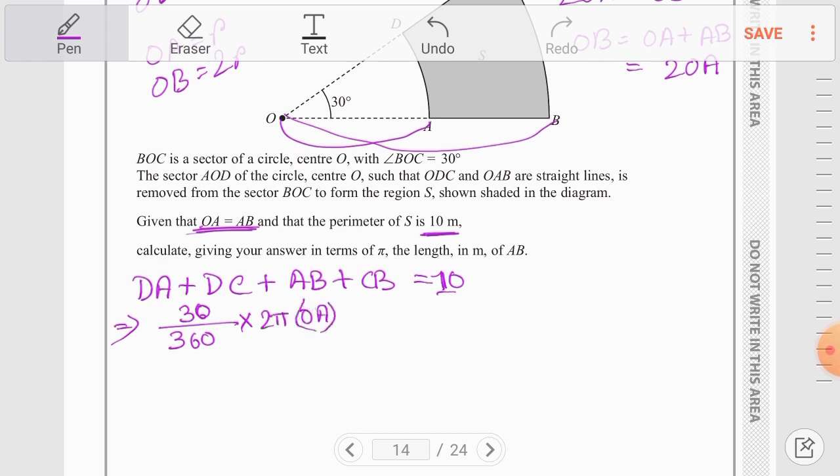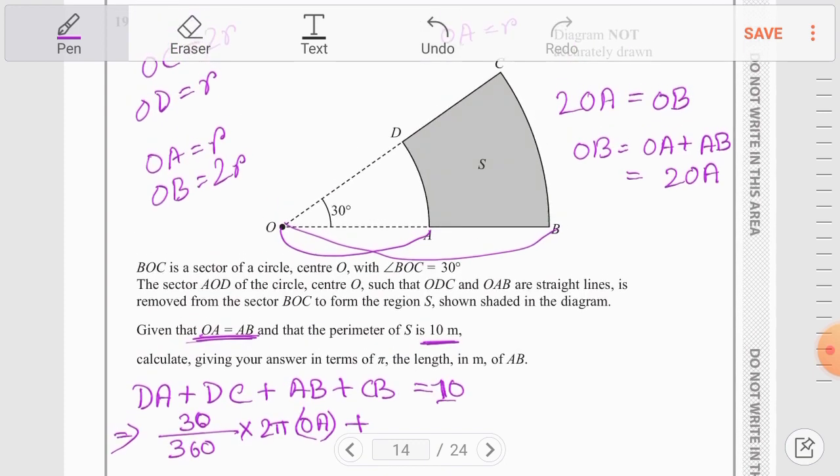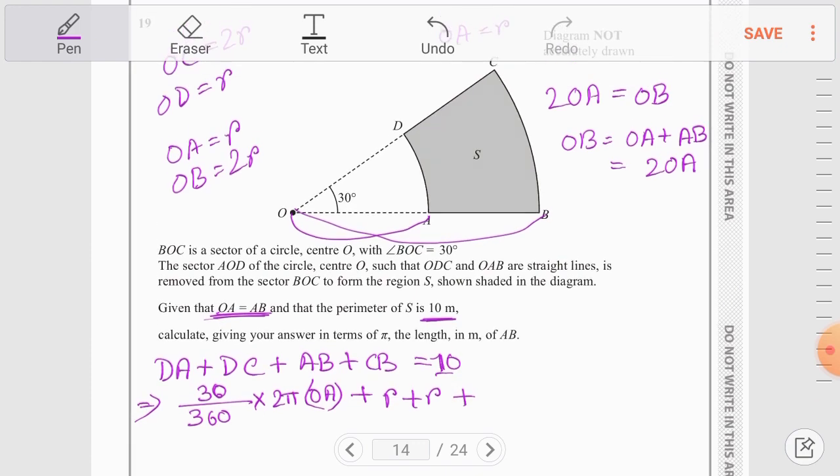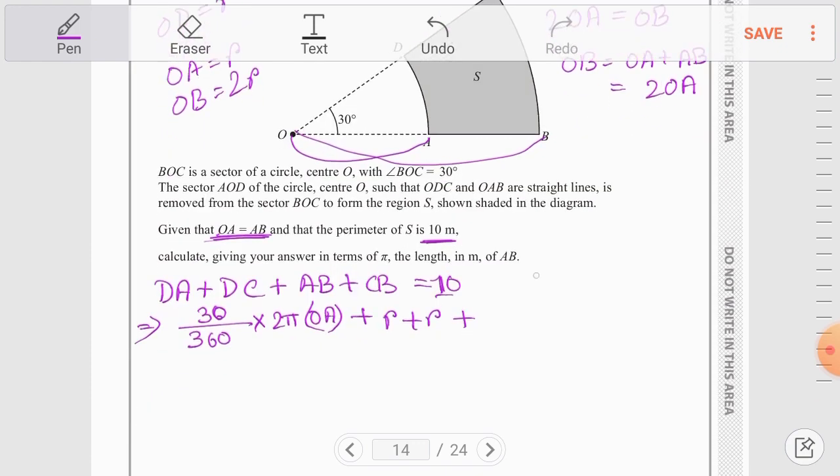This is the value for the arc length of DA, plus DC. DC is equal to AB, and AB was always equal to OA, so we can write DC as simply r. AB is also simply r, and CB would be the arc length of the sector COB, so we can write it as 30 divided by 360 into 2 pi. As the radius for this sector is OB, we would write OB in here, and it is equal to 10.